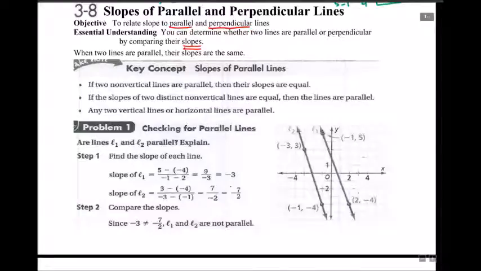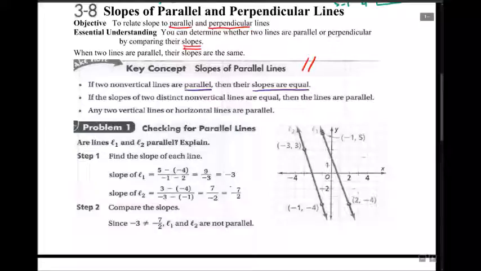So our first one here is the slope of parallel lines. If 2 non-vertical lines, so they're not straight up and down, are parallel, their slopes are equal. So we can make a note here. Parallel lines have the same slope, and m is slope, right? Same slope. If they have the same slope, we know they are parallel.